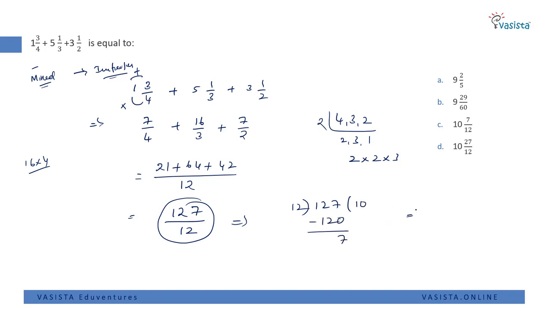Now how are you going to place it? That is QRD, right? Quotient is how much, this is the quotient, right? 10, and 7 is the remainder and 12 is the divisor. 10 7/12 is the answer. Option C is the right one.